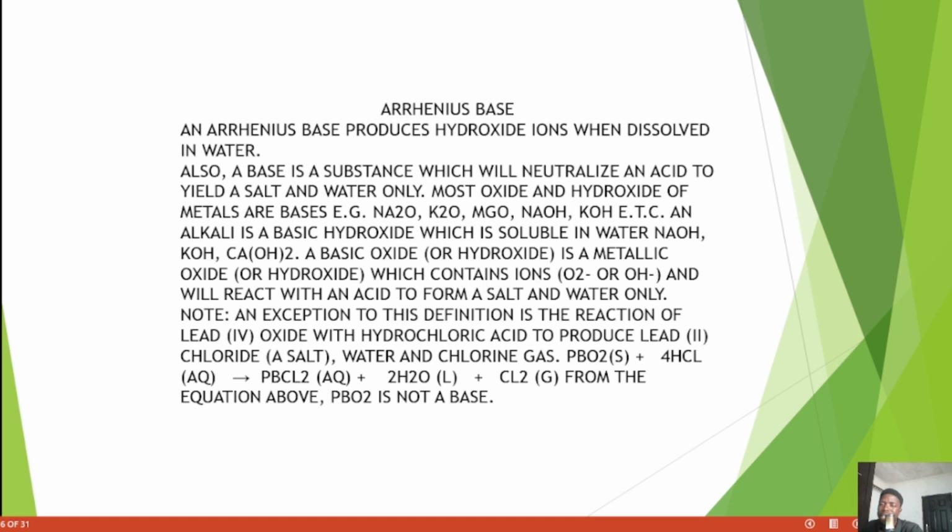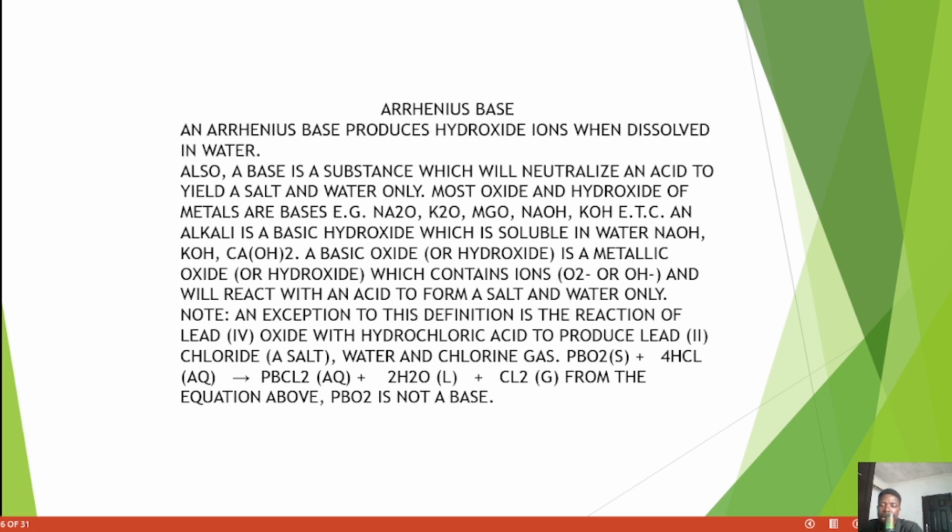Note, there is an exception to this definition in the reaction of lead-4 oxide with hydrochloric acid. When lead-4 oxide reacts with hydrochloric acid, instead of producing salt and water as the only products of the reaction, it is also going to give chlorine gas. So from this, you will see that lead-4 oxide will not be considered as a base. Have that in mind, that when you are considering lead-4 oxide, it is not a base.